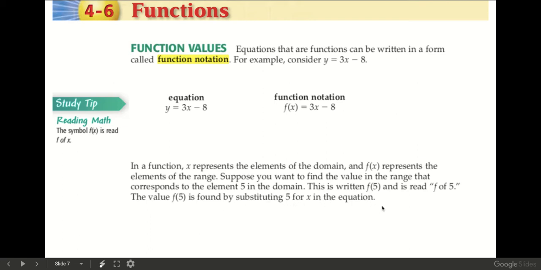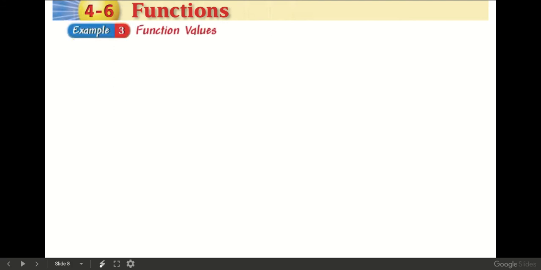Now, I know that's a lot of words, so let's look at how this plays out in action. So we're going to find function values here. Again, we're going to read it correctly. If f of x equals 2x plus 5, find each value. So here they give me 3 examples.